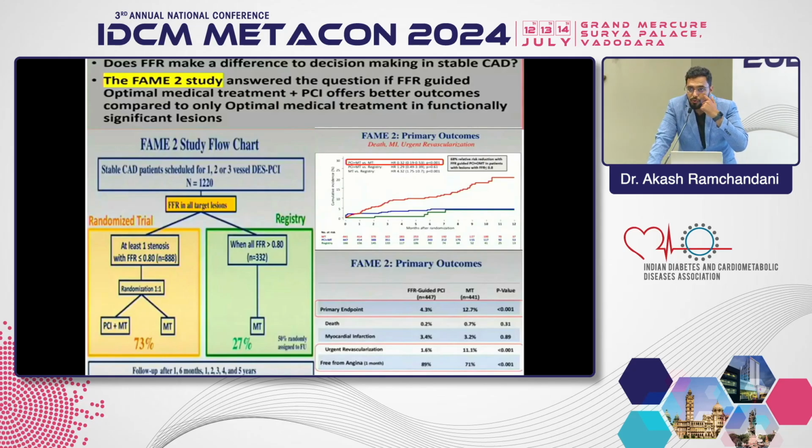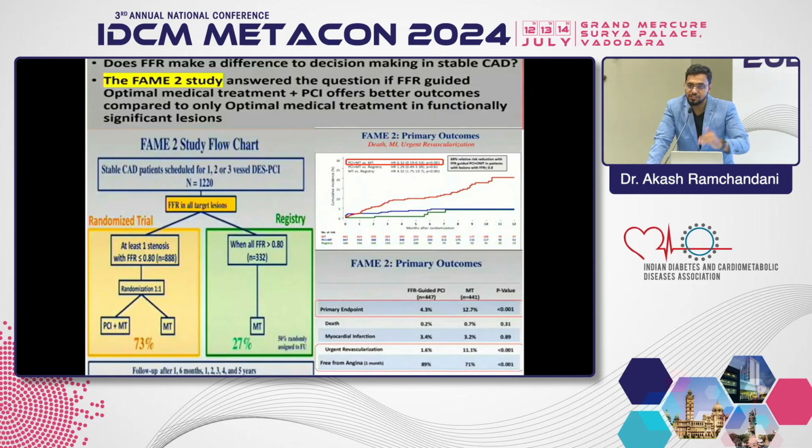Now the second thing: does FFR make a difference in decision making in stable angina? In stable angina, as you know, the ISCHEMIA trial has come in recent years. The ISCHEMIA trial shows that if we do the coronary angiogram and there is stable angina, medical management is equal to coronary revascularization. But the FAME 2 trial suggests that if we assess the ischemia, like if we do the FFR of the target lesion, and if FFR is less than 0.8, PCI plus medical treatment is far superior compared to medical treatment alone. So this is one thing: stenosis is not synonymous with ischemia.